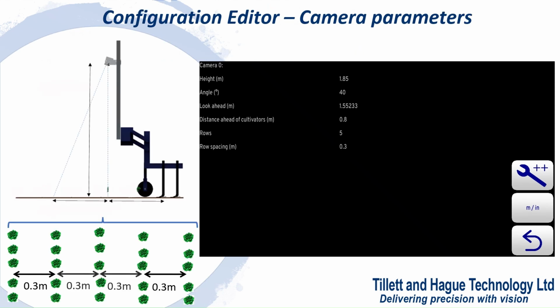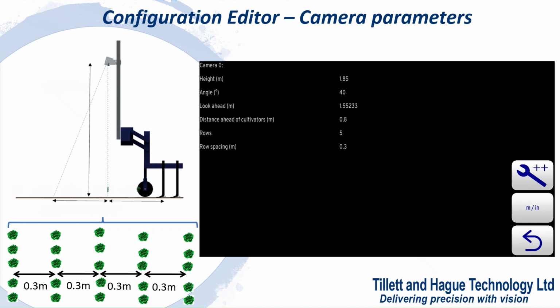Now we can edit camera parameters. These should look familiar as they are the parameters you see in the setup screen, and this being where, if necessary, we can change them. For more on how to decide which values these parameters should be given, see video number 4 on setting machines up.